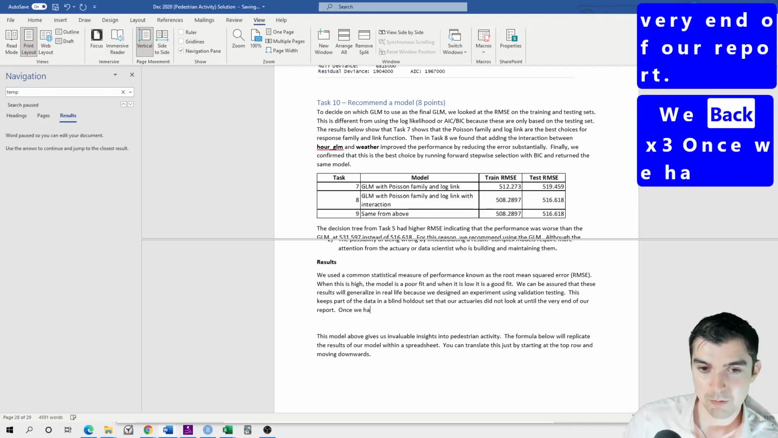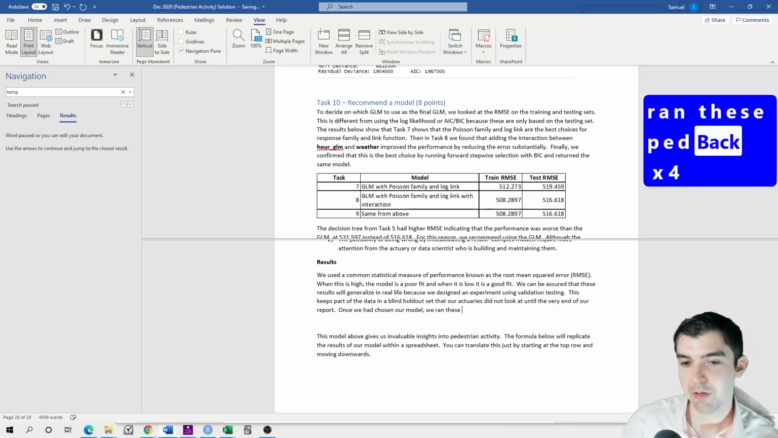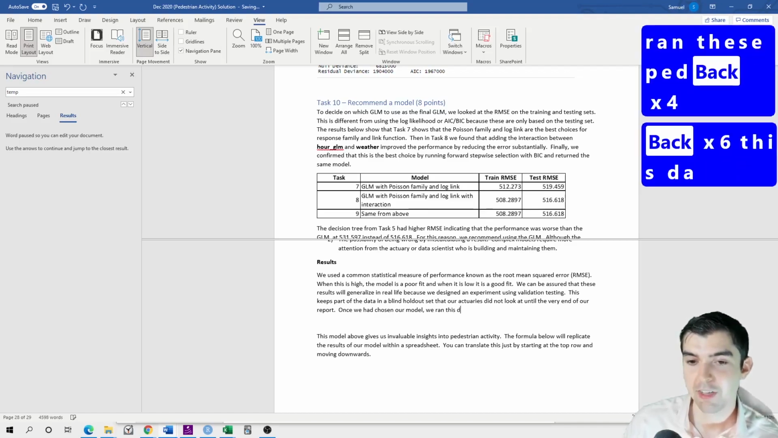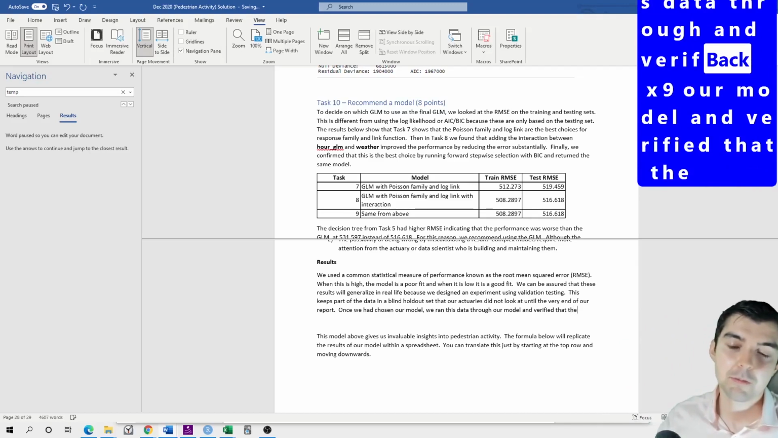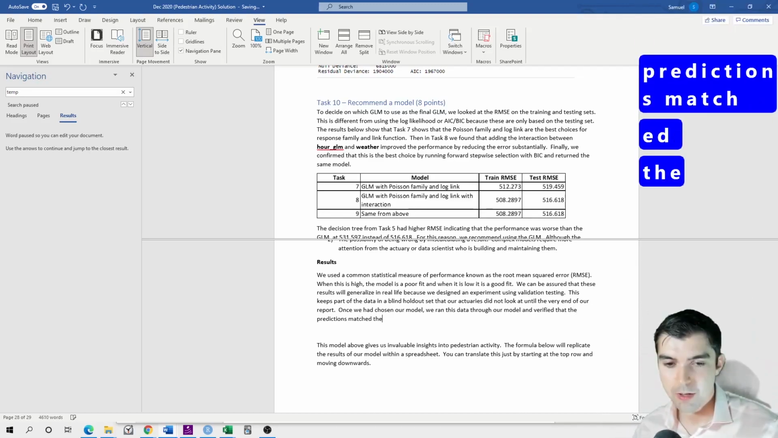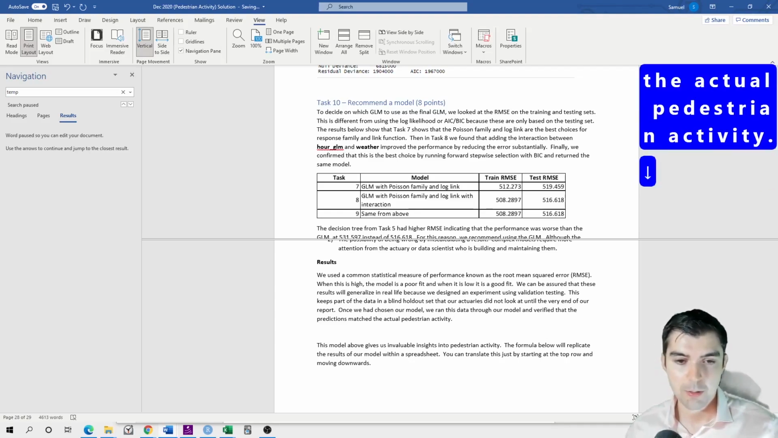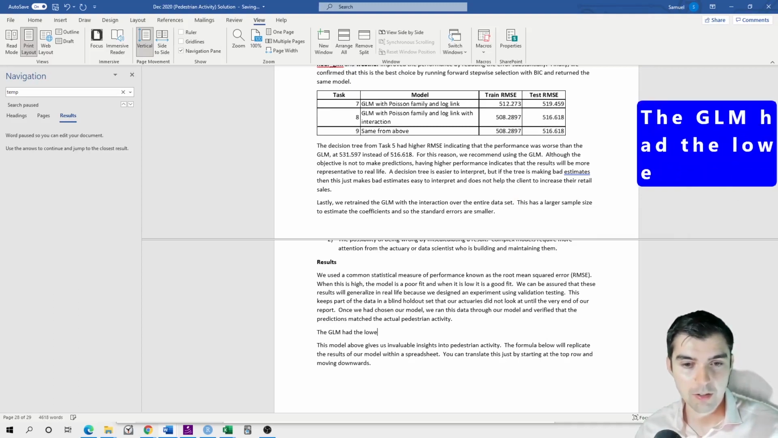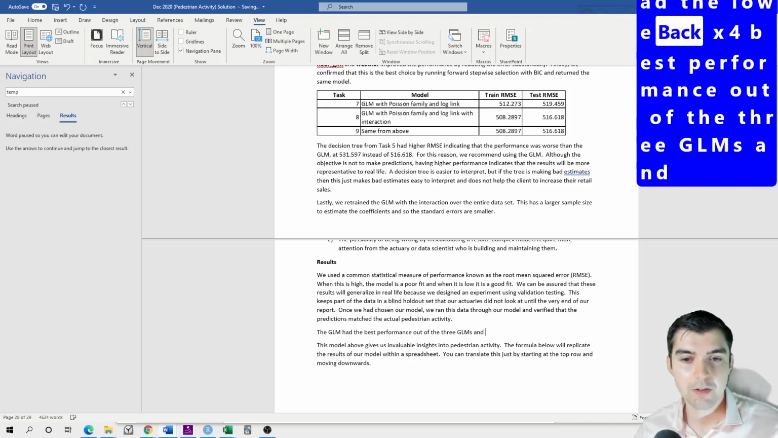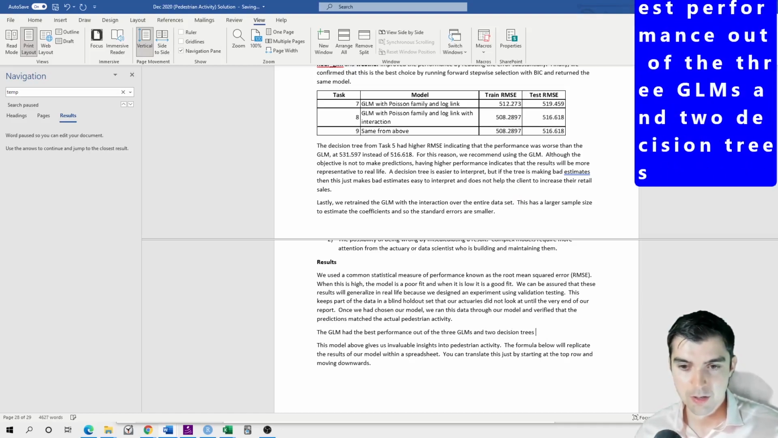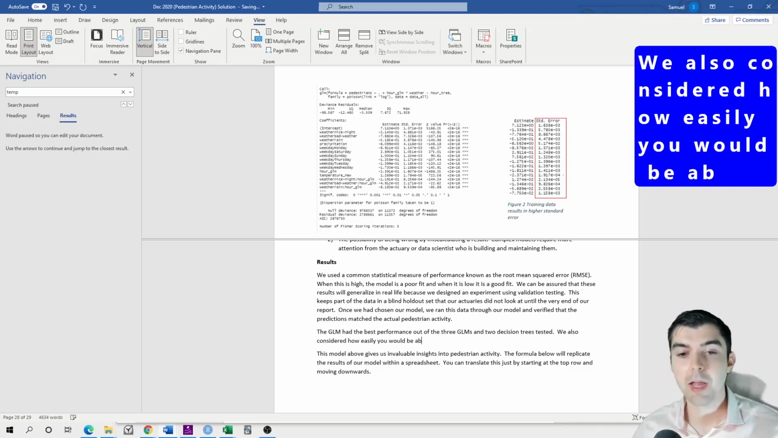Once we had chosen our model, we ran these observations, these records, through our model and verified that the predictions matched the actual pedestrian activity. And then we can say the GLM had the best performance out of the 3 GLMs and 2 decision trees tested. We also considered how easily you would be able to use the result.